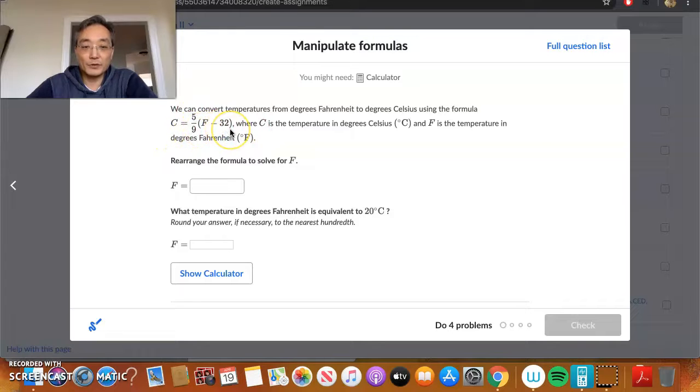We can convert temperatures from degrees Fahrenheit to degrees Celsius using the formula C equals 5/9 (F minus 32), where C is the temperature in degrees Celsius and F is the temperature in degrees Fahrenheit. Rearrange the formula to solve for F. And then what temperature in degrees Fahrenheit is equivalent to 20 degrees Celsius? Round your answer if necessary to the nearest hundredths.